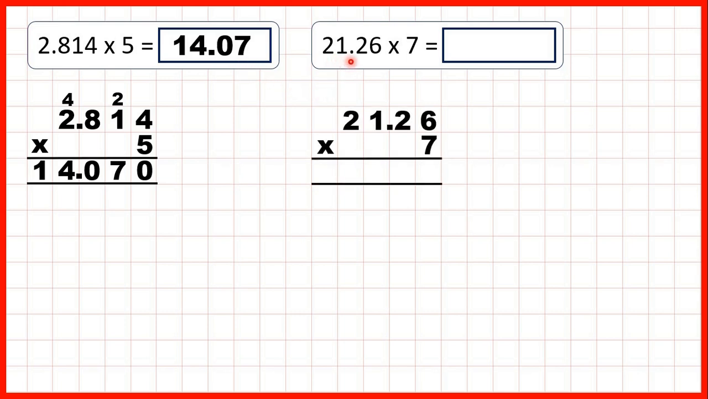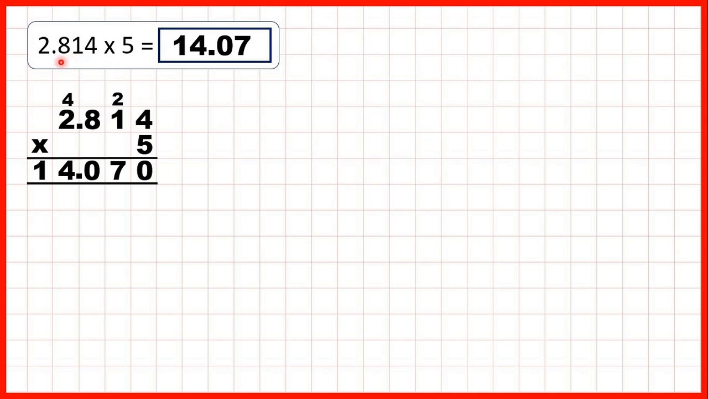Now we have 21.26 times 7. We find the decimal point and copy it down into our answer so that it's directly below the decimal point in the question. 6 times 7 is 42, so that's 42. 2 times 7 is 14, plus 4 is 18, so 18. 1 times 7 is 7, plus 1 is 8. And 2 times 7 is 14. So our answer is 148.82.